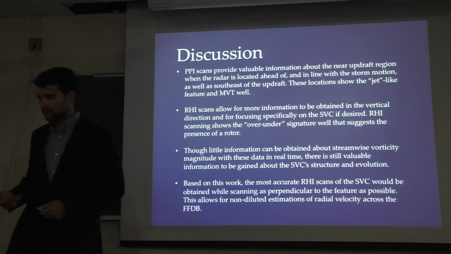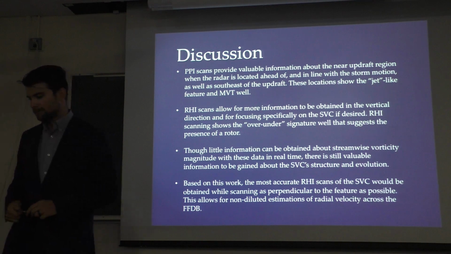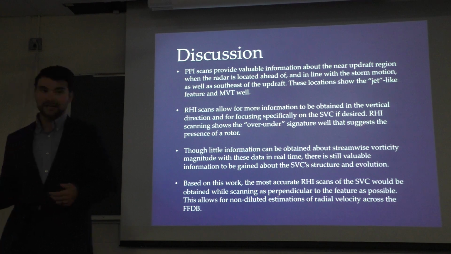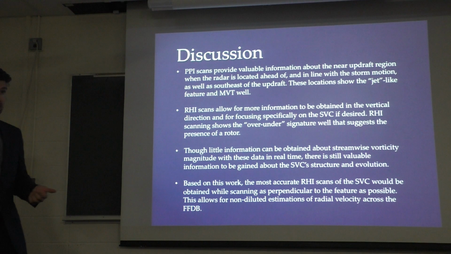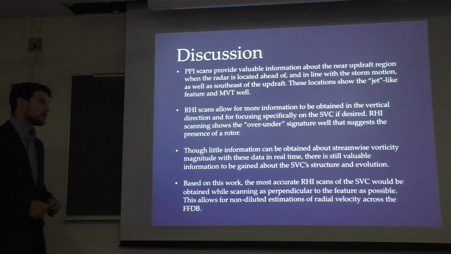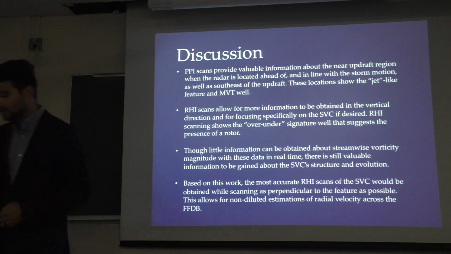You get more vertical information about the SVC with RHI scans. Obviously, you can get the cross sections and see the full scale of it, the full structure of it. But you really don't get any information about streamwise vorticity using radar, obviously. You kind of have to infer it's there. But I believe there's still valuable information to be gained about its structure and evolution just by looking at the radial velocity data.